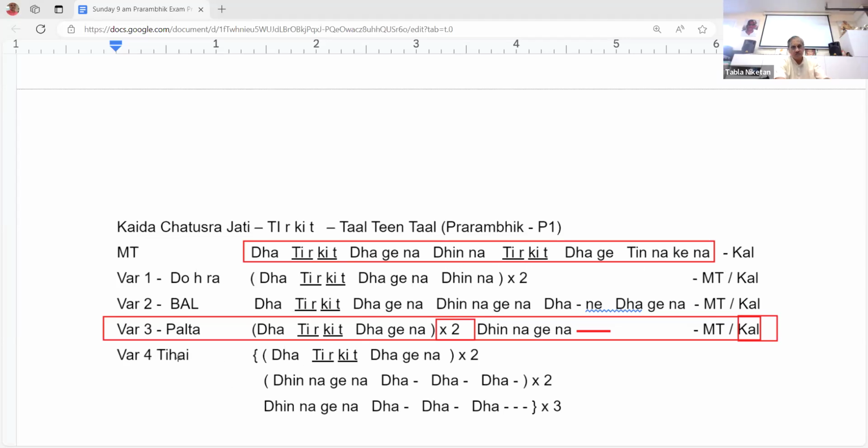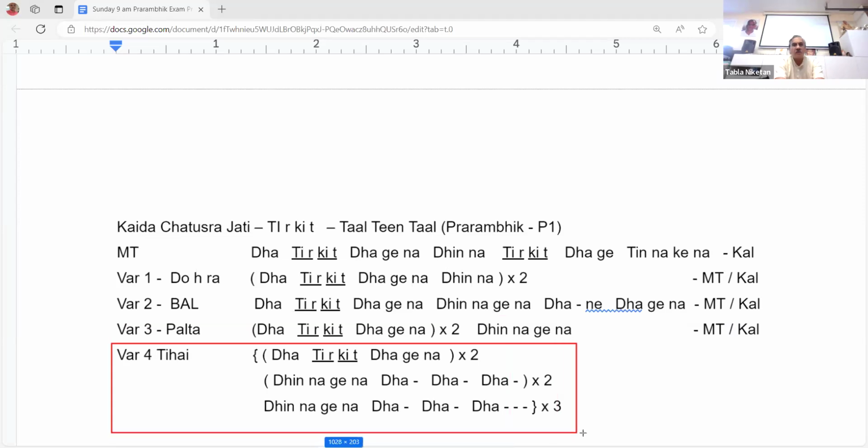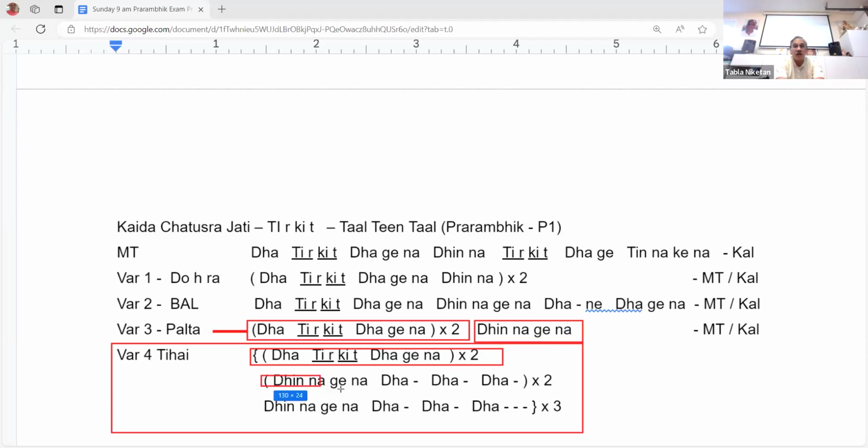Last is the TI. The TI is a little difficult, but hopefully you should be all right with it. So this is what we are trying to do now. Dha tera kita dhagena, same phrase from your last variation, no change, right? Two times, no change. Then again the same ending dhinna phrase, dhinna gena.